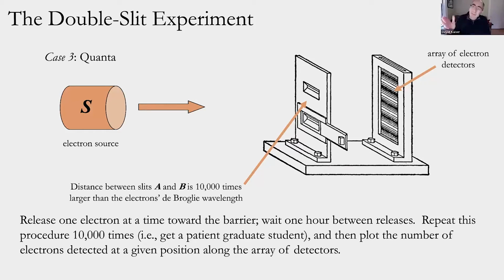Now we're going to do the same kind of accounting exercise as we've done with both the classical particles and the classical waves. We're going to make a kind of histogram of the number of electrons that are found in each of these detector bins, as a function of location.